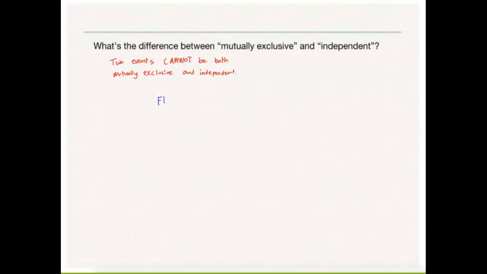Okay, take the scenario where I flip a coin and my outcomes are heads or tails. Would you agree that those events are mutually exclusive, meaning they can't occur at the same time? You get one or the other. So I agree. These are mutually exclusive.